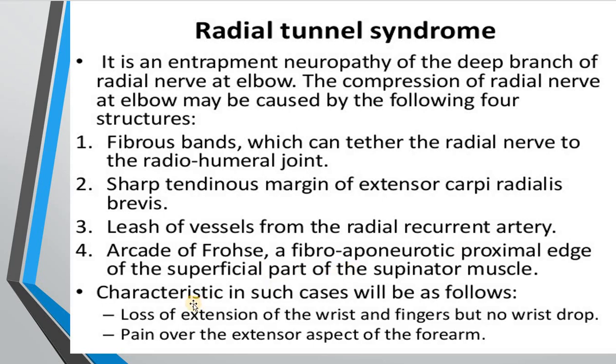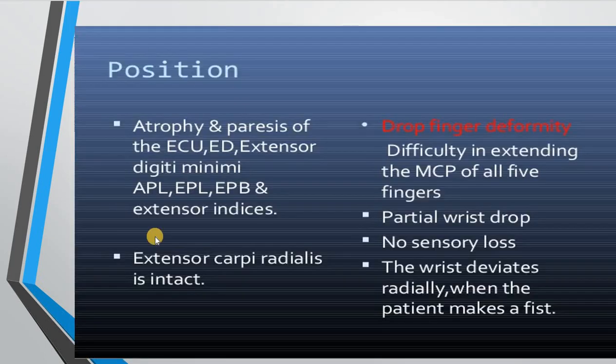The clinical features are as follows: loss of extension of the wrist and the fingers with no wrist drop, and pain over the extensor aspect of the forearm. The patient will present with atrophy and paralysis of the extensor carpi ulnaris, extensor digitorum, extensor digiti minimi, extensor pollicis longus, abductor pollicis longus, extensor pollicis brevis, and the extensor indicis muscle. The extensor carpi radialis will be intact in this.